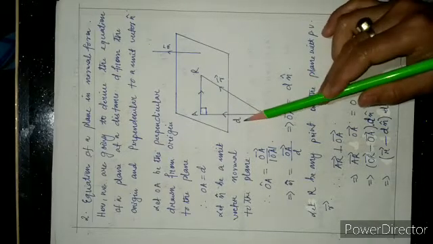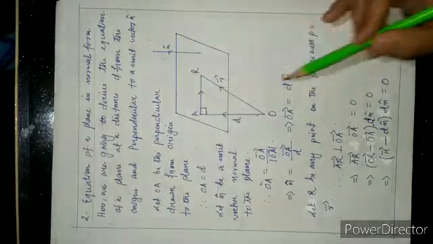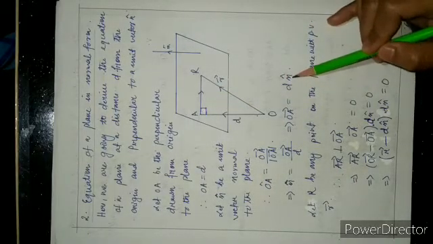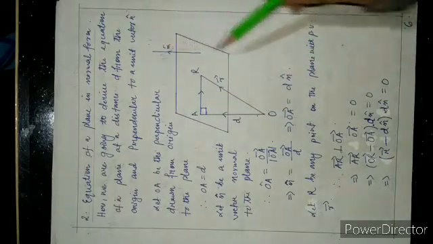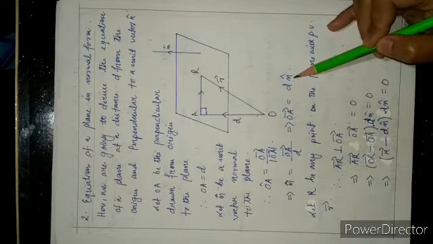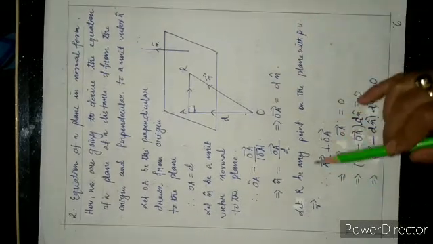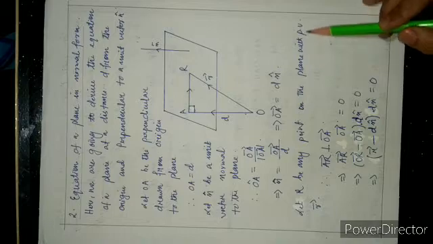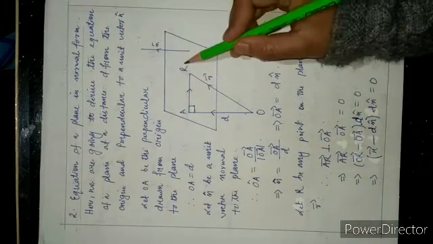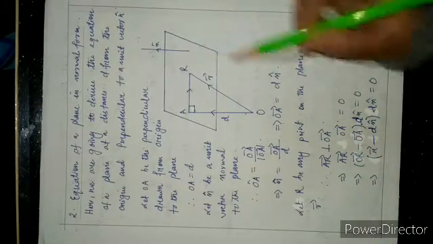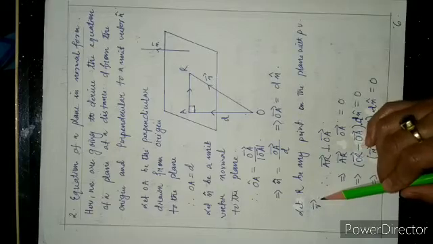D is the distance of the plane from the origin, and n cap is the unit vector perpendicular to the plane. Let capital R be any point on the plane with position vector R. R is any arbitrary point, and its position vector is R.